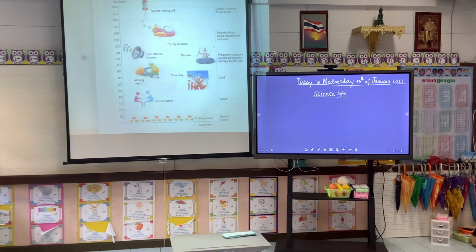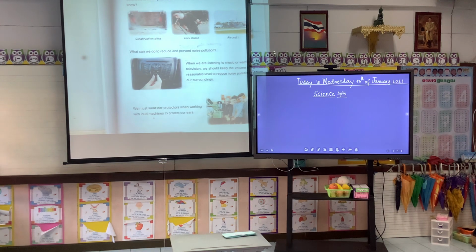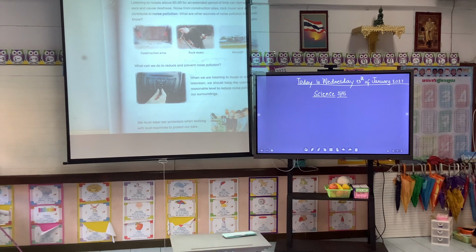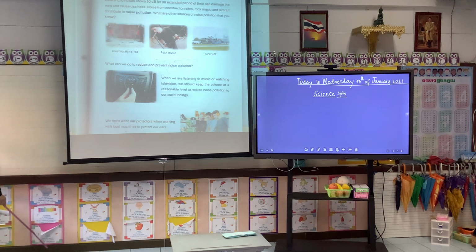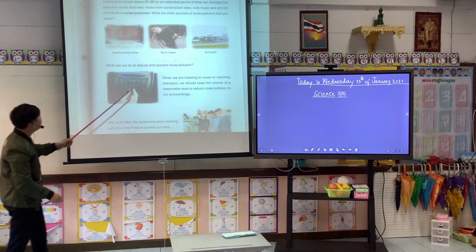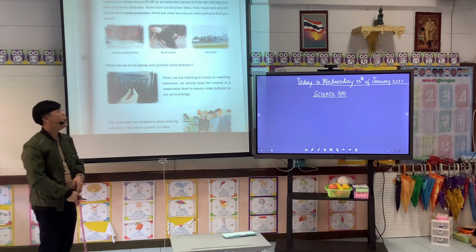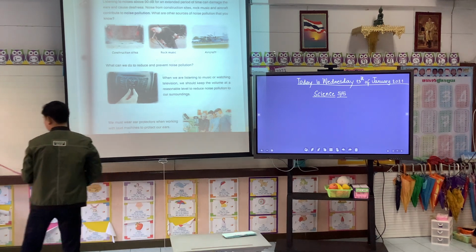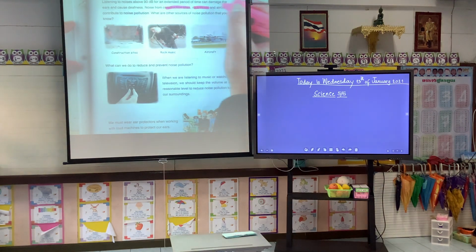Listening to noises above 90 dB, dB means decibel, the unit of sound, for an extended period of time can damage the ears and cause deafness. Deafness can come from construction sites, rock music, and aircraft.